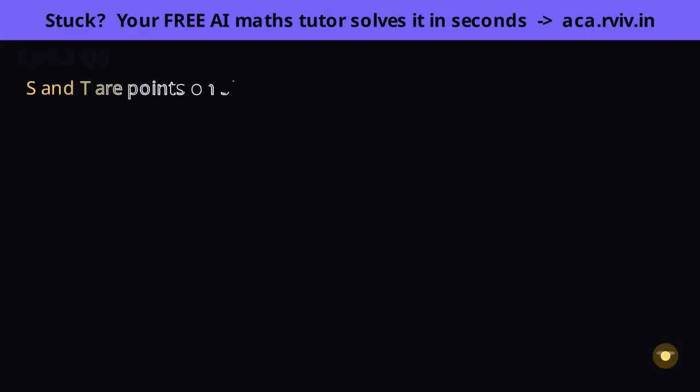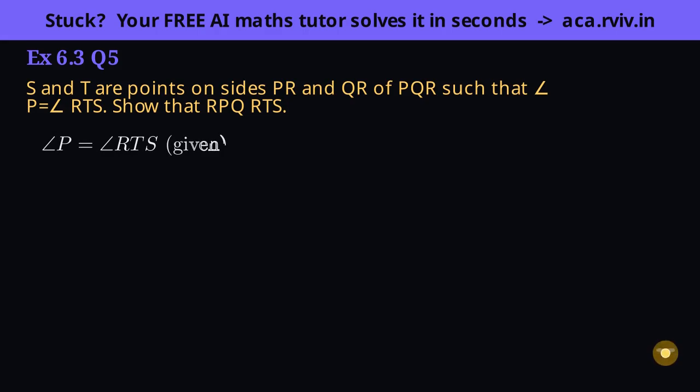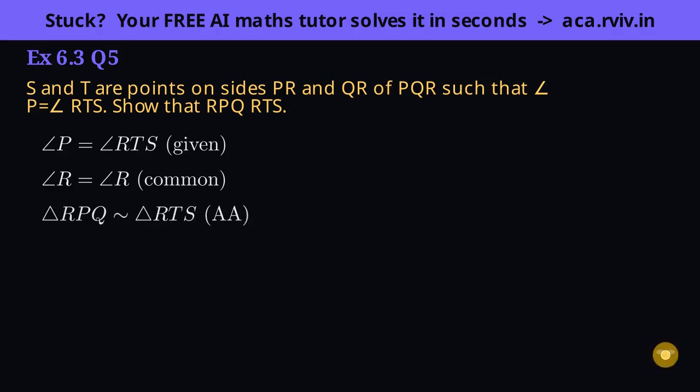A shared angle plus one given equal angle is all AA needs. Setup: we're given one pair of equal angles. Find a second pair and AA finishes it. Angle R is common to both triangles RPQ and RTS. Two pairs of equal angles satisfy the AA similarity criterion. Insight: a common angle is a free second equality. One given angle plus the shared one clinches AA.